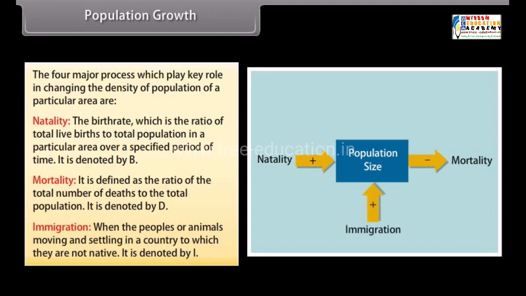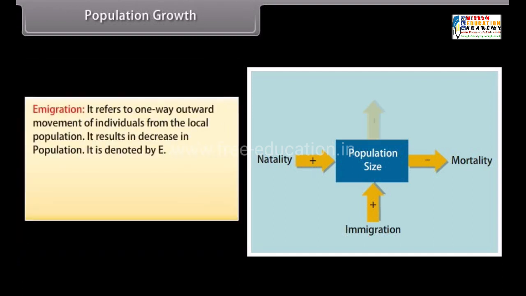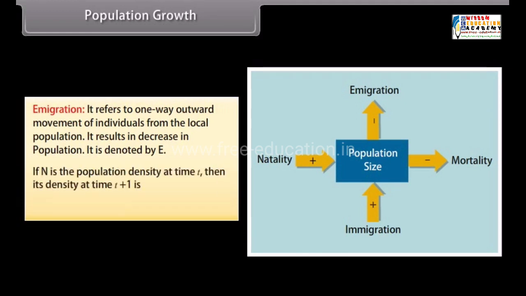Immigration. When people or animals move and settle in a country to which they are not native, it is denoted by I. Emigration. It refers to one-way outward movement of individuals from the local population. It results in a decrease in population. It is denoted by E. If n is the population density at time t, then its density at time t plus 1 is n(t+1), which equals nt plus B plus I minus D plus E.